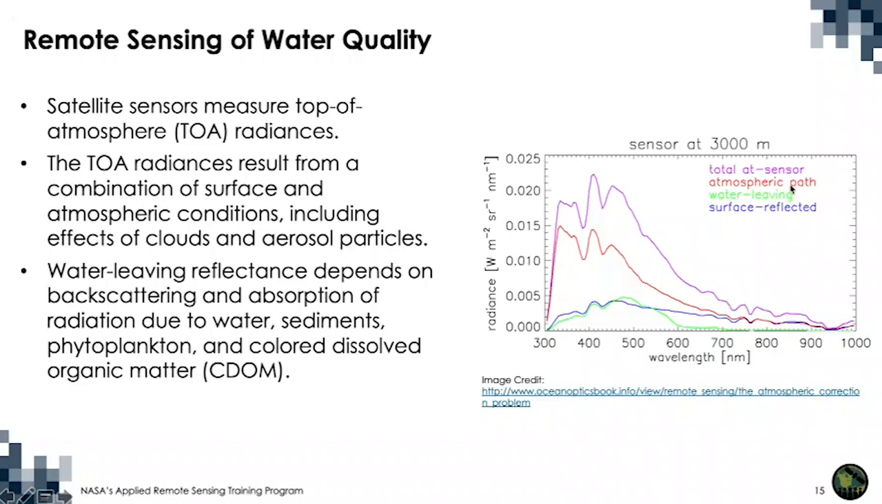This is the atmospheric path, water leaving, and then surface reflected. So again, the figure shows contribution from these different components to the top of atmosphere total sensor signal. And as you can see clearly, the atmosphere has the largest contribution to top of the atmosphere radiance. This is TOA, this is atmosphere, and this is water and surface reflected. So clearly the atmosphere has the biggest contribution.